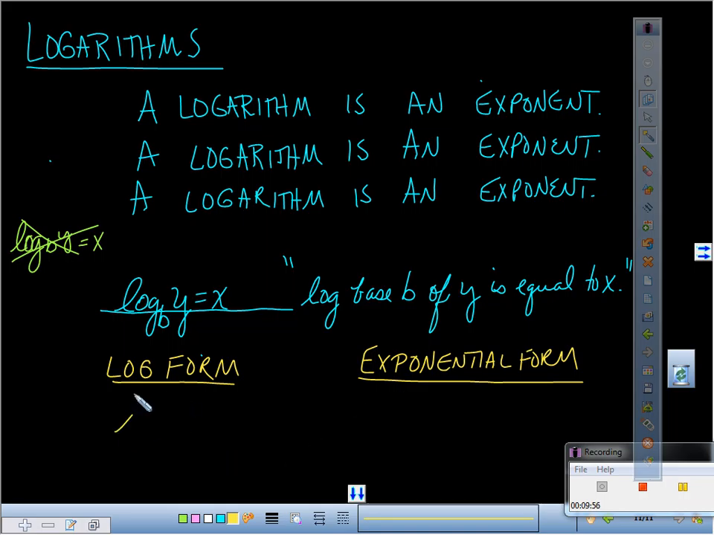So here's this. In log form, it looks like this: log base b of y is equal to x. All right. Now let's write it in exponential form. What's my base? B. I mean, people, that's what we've been saying. Log base b. So b must be my base. Now, what's a logarithm again? Okay. So what's my exponent?